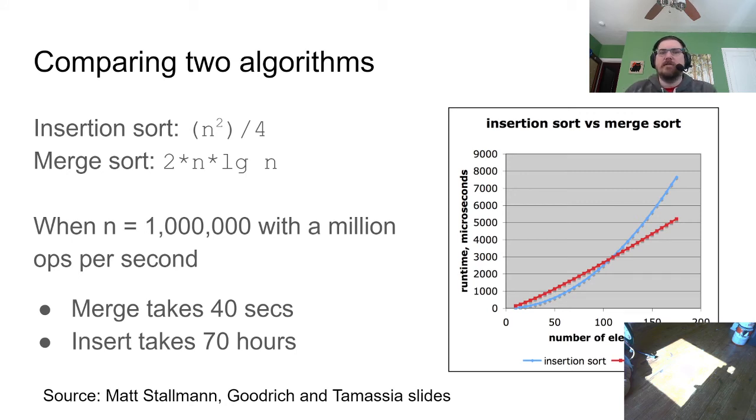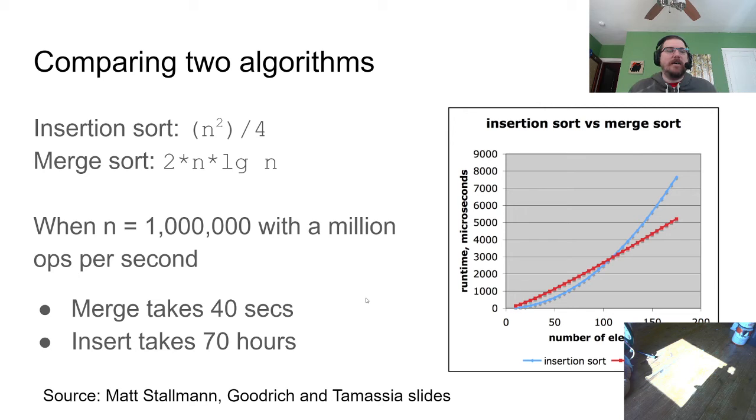Let's just compare two algorithms. Insertion sort is n squared and merge sort is n log n, because you see we dropped that 1/4 and that 2. So with 1,000,000 operations per second, when we have 1,000,000 items, merge sort takes 40 seconds and insertion sort takes 70 hours. And that's n squared versus n log n. Those are pretty close if we look at a small number of elements, like down here where there's only 200. It doesn't seem that bad, but it's actually a huge difference, right?